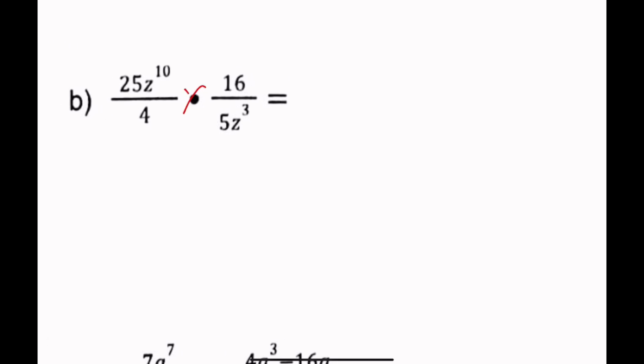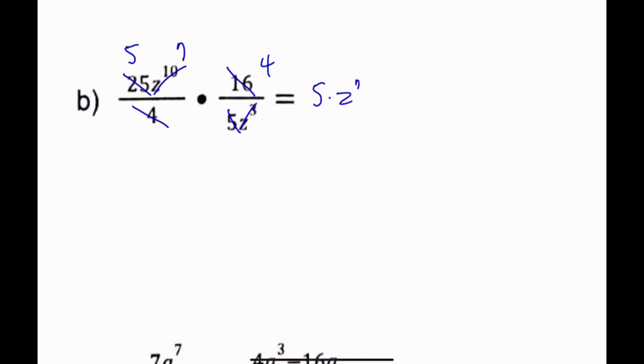B, this is just the same thing as a multiplication sign. So yeah, we can just factor this. So this is going to be 4, and then 25 and 5 factors to 5, z to the 10 and z to the 10 factors to z to the 7, right? And so this gives us just 5 times z to the 7 times 4. That's just 20z to the 7. 20z to the 7th power, and we're done.